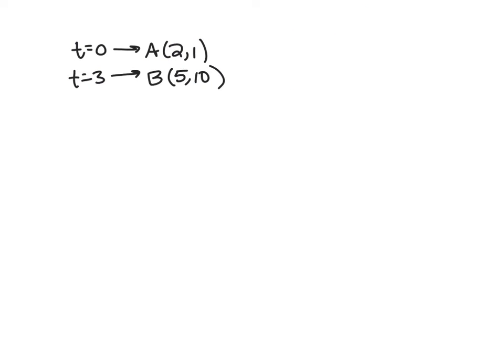So we'll work through this example together. It starts off where at time 0, A is at 2, 1, so that means this is our initial point, our x naught, y naught in the equation. And then after 3 seconds, B is at 5, 10. So notice, we're going to want to figure out how it moves every 1 second for the equation. This just gives us a 3-second difference.